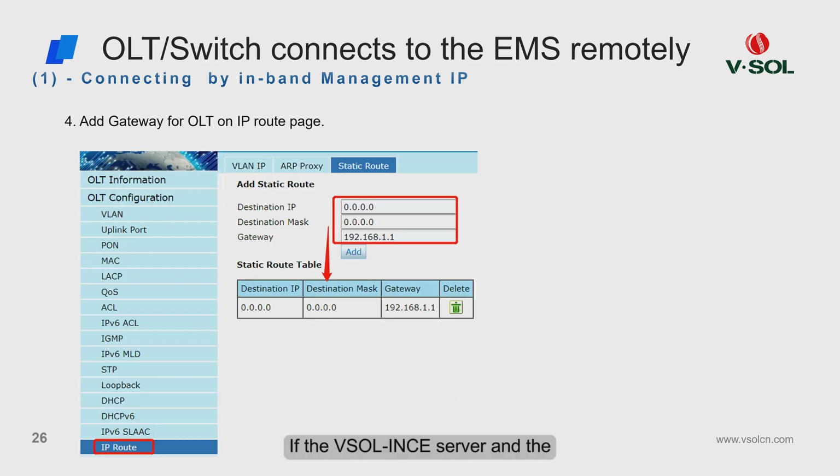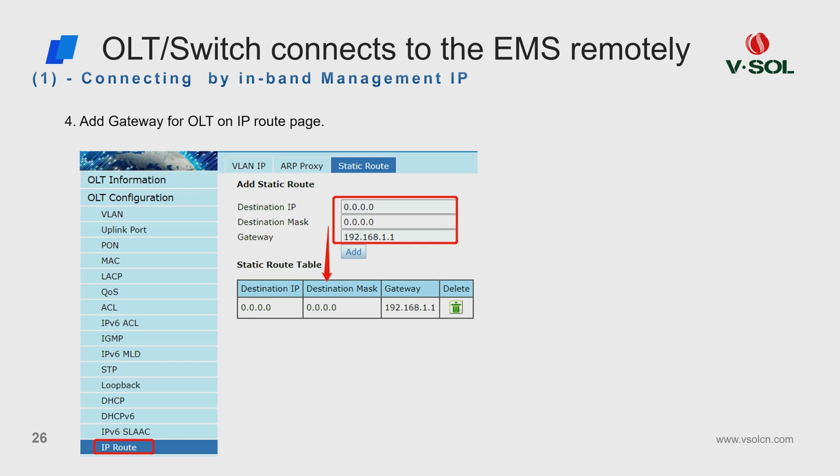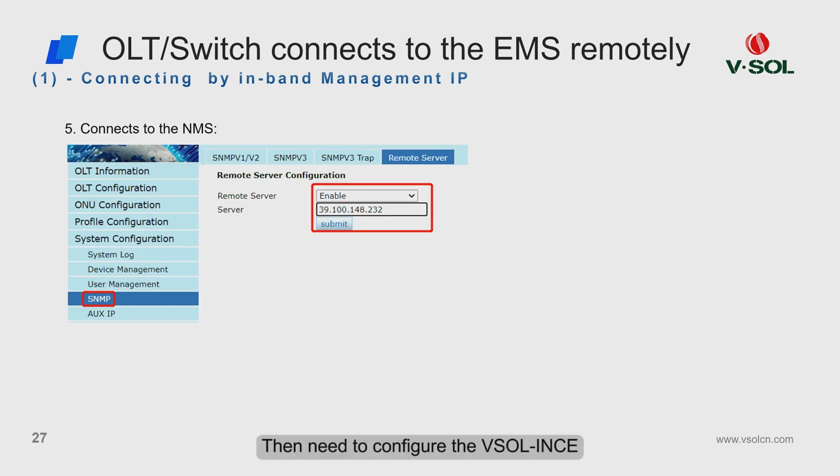If the VSOL-INS server and the OLT IP address are not on the same network segment, it would cause the OLT to be unable to access the server. You need to configure a gateway or static route for the OLT. Then you need to configure the VSOL-INS server IP on the OLT remote server interface.